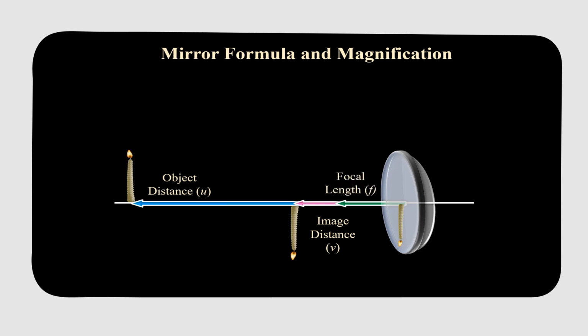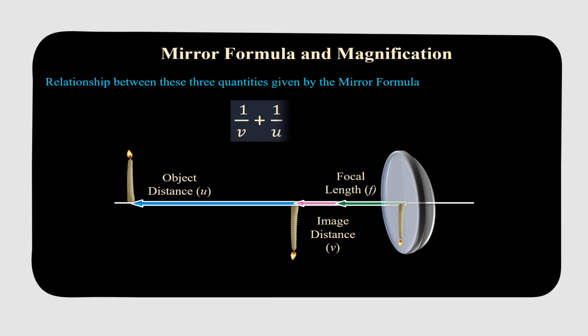There is a relation between these three quantities given by a mirror formula, which is expressed as 1 by v plus 1 by u is equal to 1 by f.